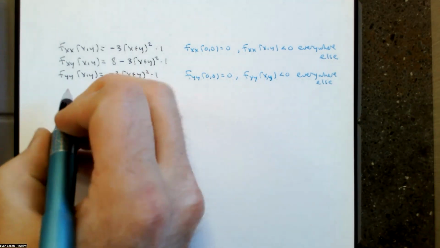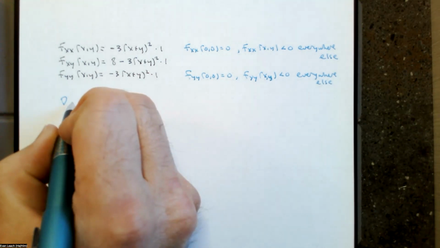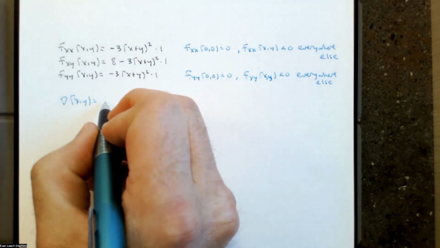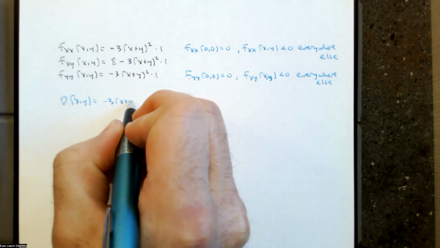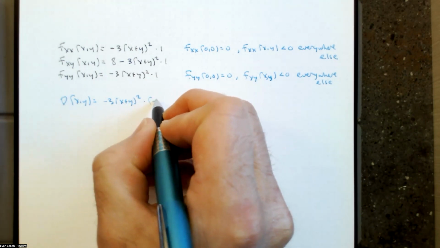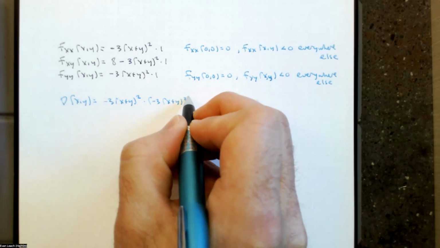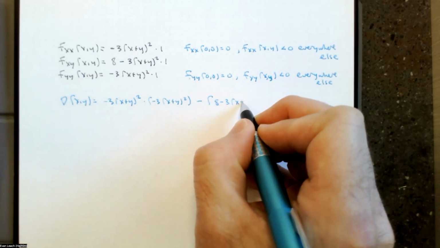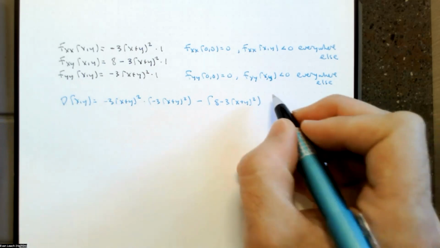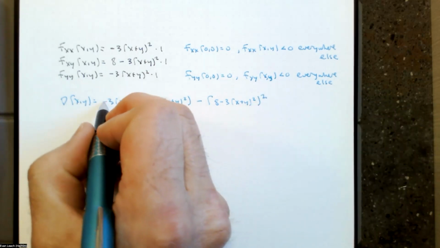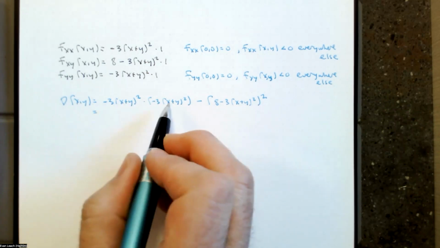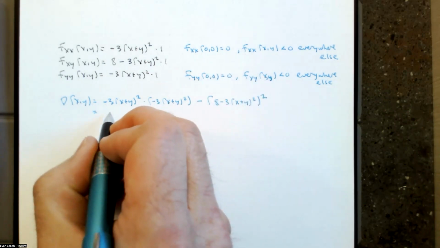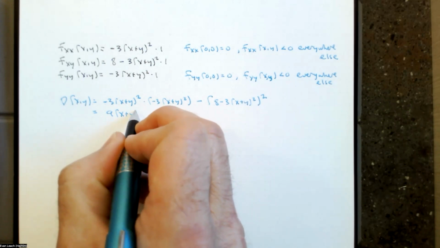When we go to build our function D, I'll have fxx times fyy minus the square of fxy. Notice that this term has fxx and fyy with the same signs, except at 0, 0. We'll have 9 x plus y to the fourth.